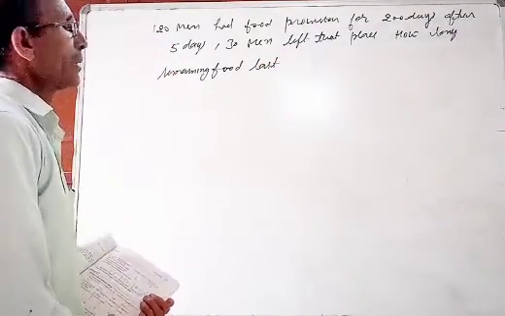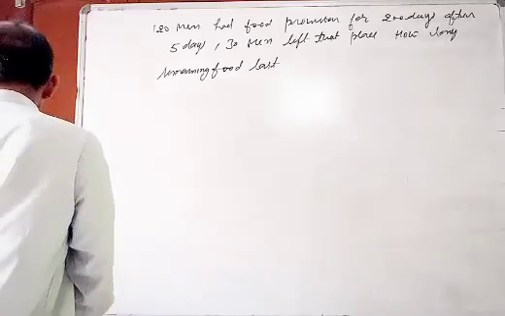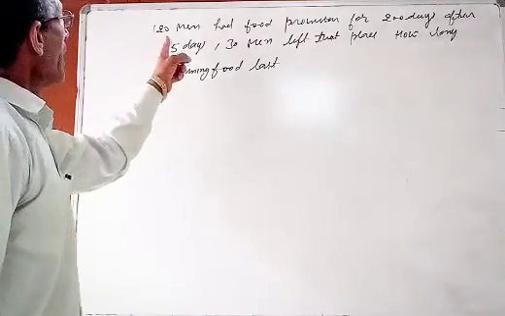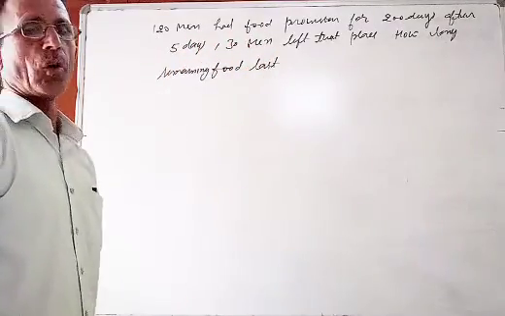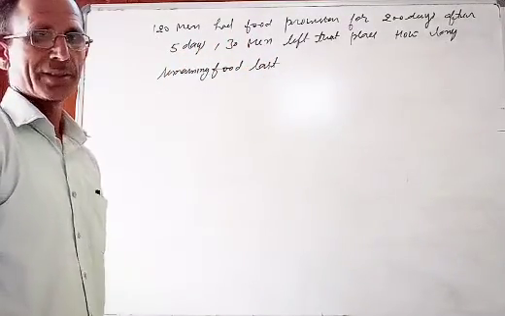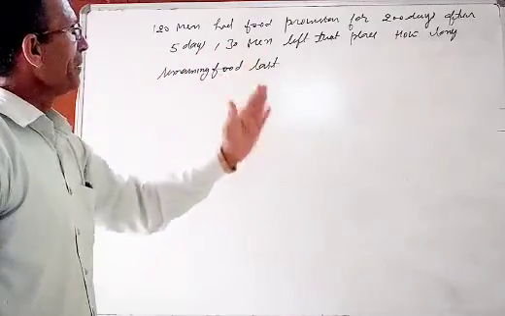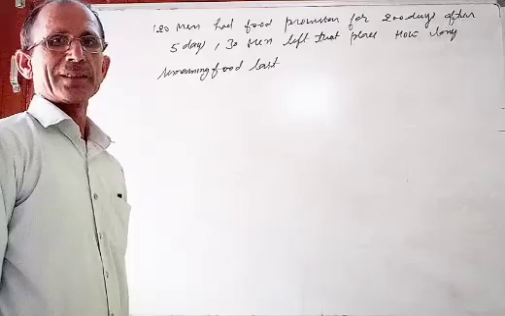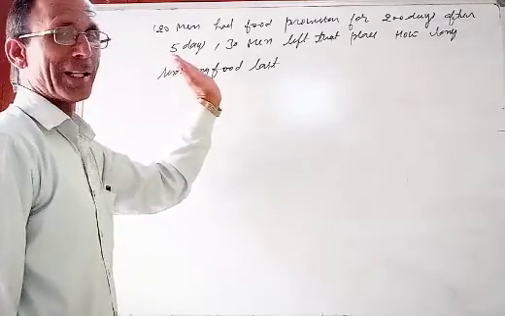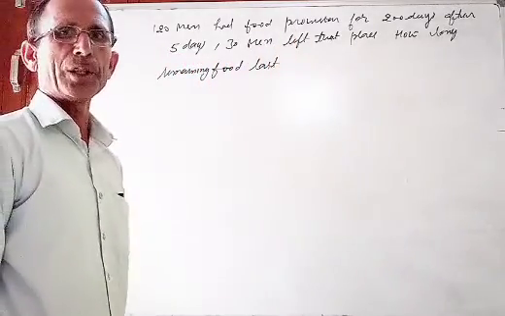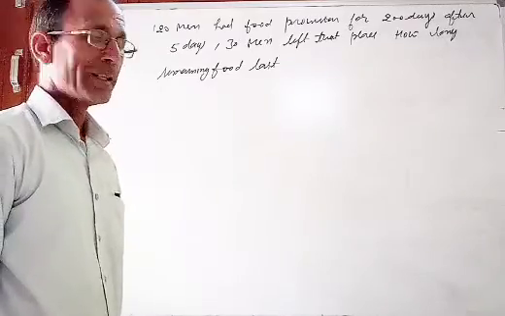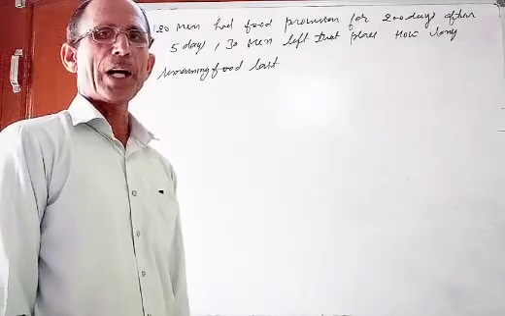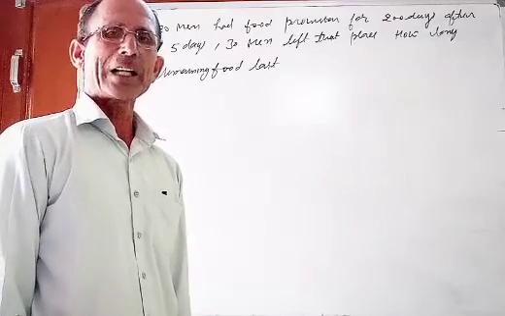So what is the statement? 120 men had food provisions for how many days? 200 days. So after 5 days, 30 men left that place. How long will the remaining food last? So for 120 men, food is enough for 200 days. But after 5 days, 30 men left that place. So we have to find for how long the remaining food lasts.